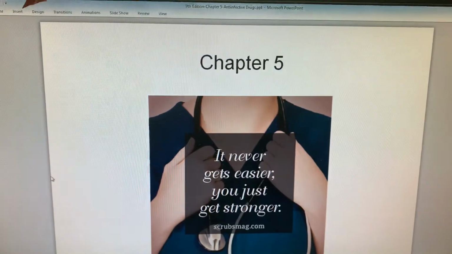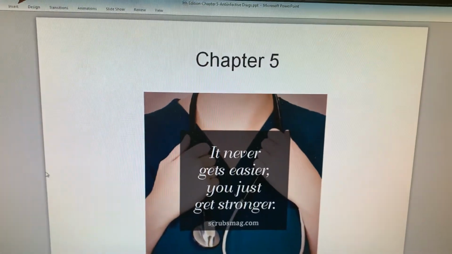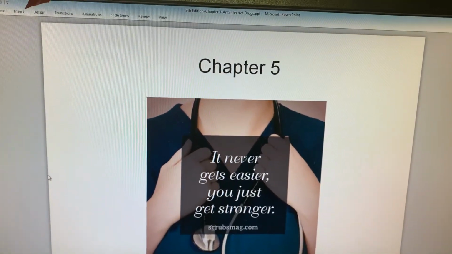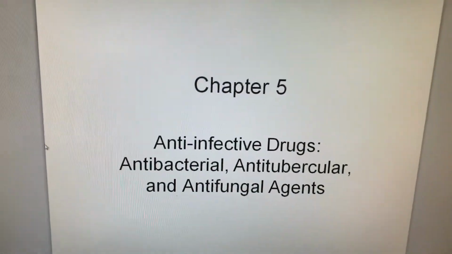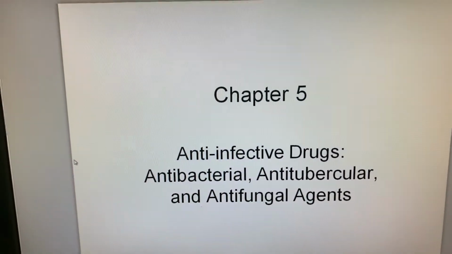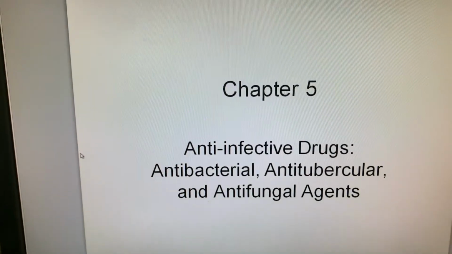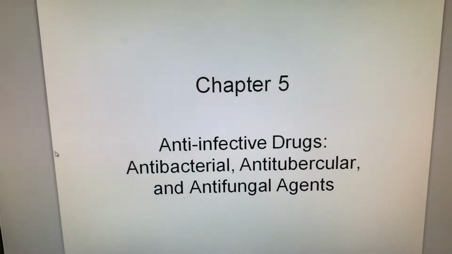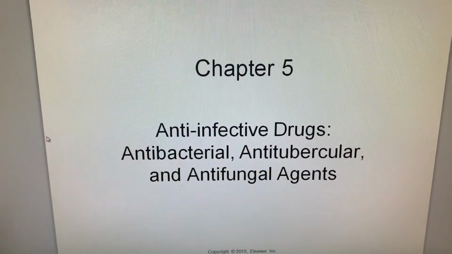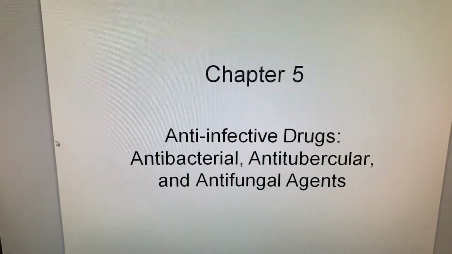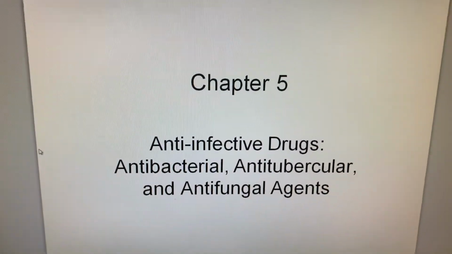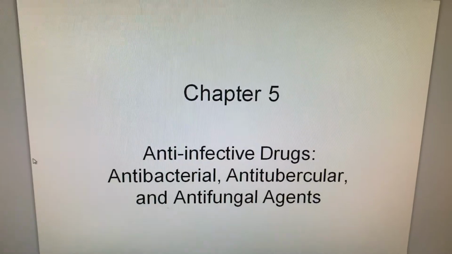So nursing never gets easier, but you do begin to adapt and get confidence in yourself, so hopefully that will come with time. We are going to be talking about anti-infective drugs, and we're going to discuss all kinds of meds for bacteria, what we would call antibiotics. We're going to talk about anti-tubercular drugs, and then various antifungal agents, anti-parasitic agents. The chapter sort of gets grosser as you go along.